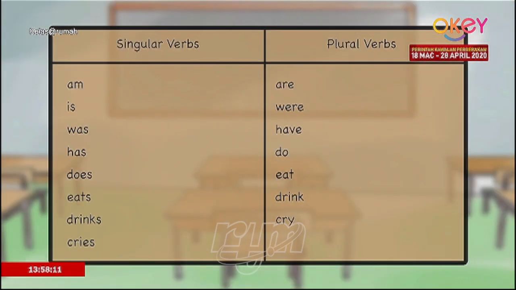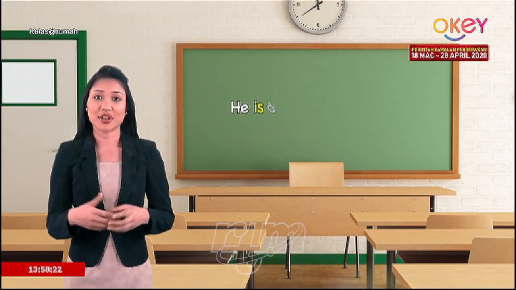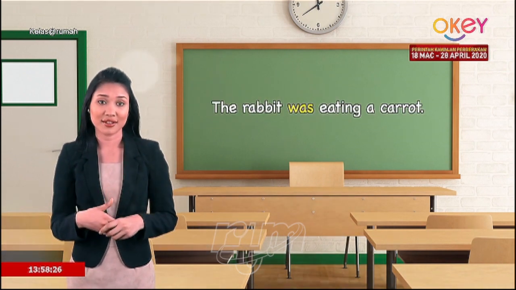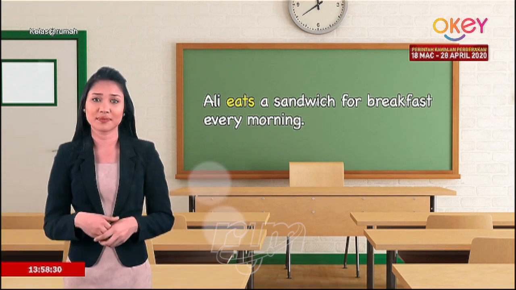This table, on the other hand, shows a list of singular and plural verbs. For singular subjects, use singular verbs. For example, I am a good boy. He is drinking some water. The rabbit was eating a carrot. Ali eats a sandwich for breakfast every morning.